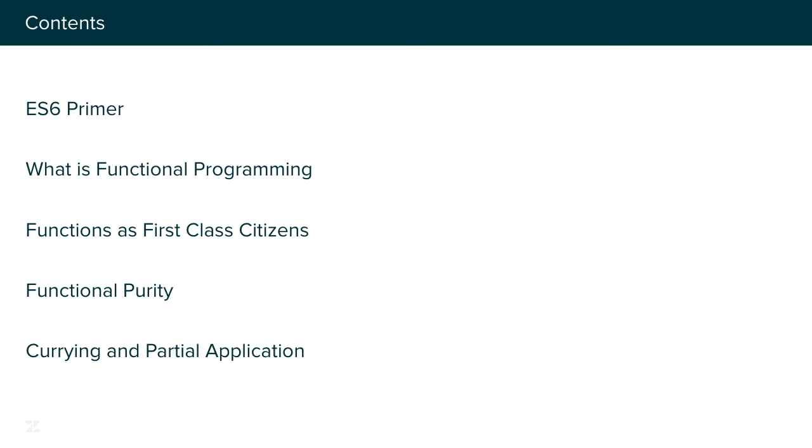Nice. So what we'll be going over is the fundamental ideas in functional programming, the basic ideas of what functional programming is, what it means to treat functions as first-class citizens, and what functional purity is, and also currying and partial application.